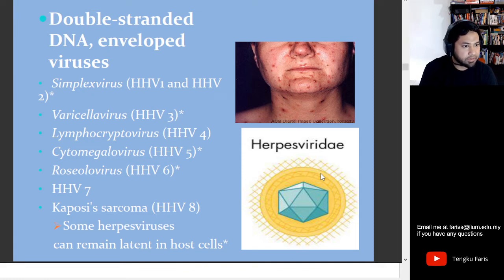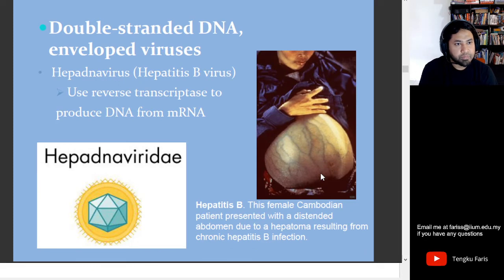So this is just an example of the structure. Double-stranded DNA enveloped viruses. This includes the Hepatitis B Virus.